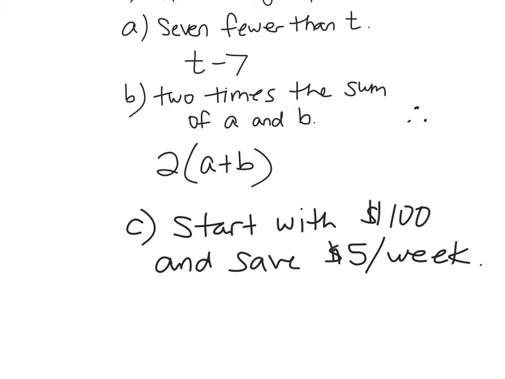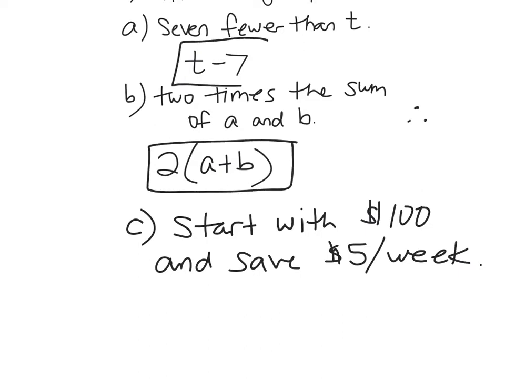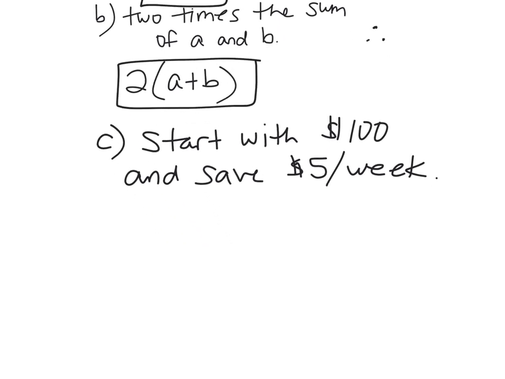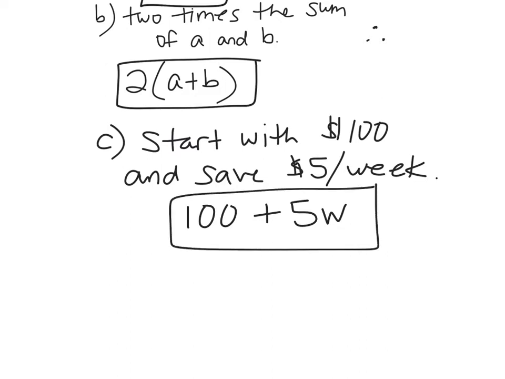See what I mean by expression? An expression is just something that has no equal sign. It doesn't really do anything. It just kind of sits there, right? Like a baby. Okay, start with $100 and save $5 per week. So how would we write that? 100 plus 5W, perfect. 5W, 5X, 5M, whatever you want to do. So if you want to find out, for example, how much money will we have in 4 weeks, you can plug in 4 for W, right? Okay. It's so easy, right?